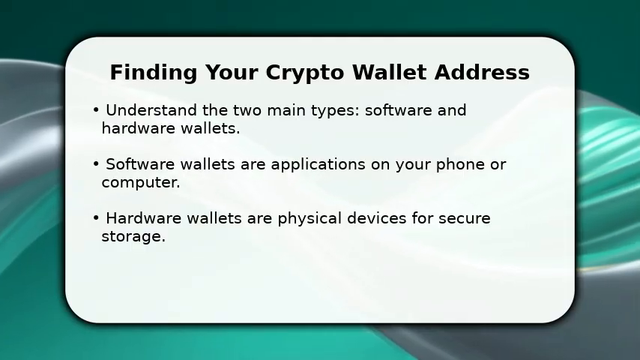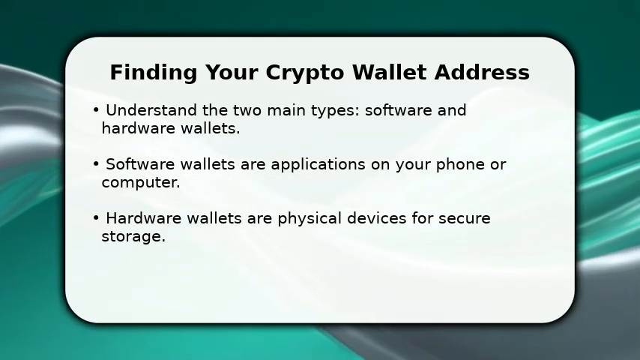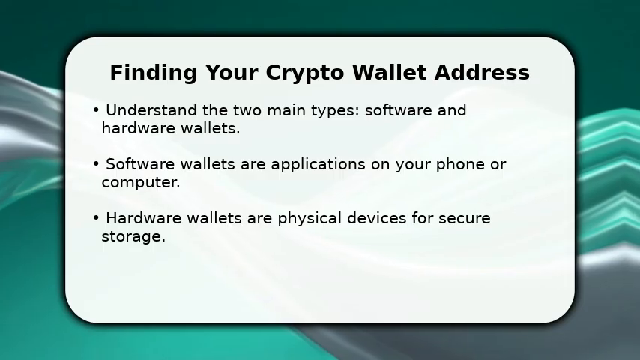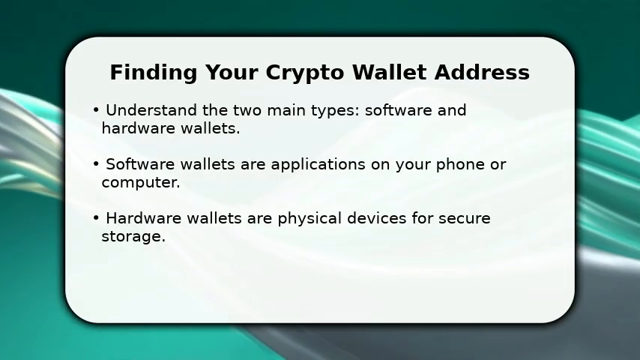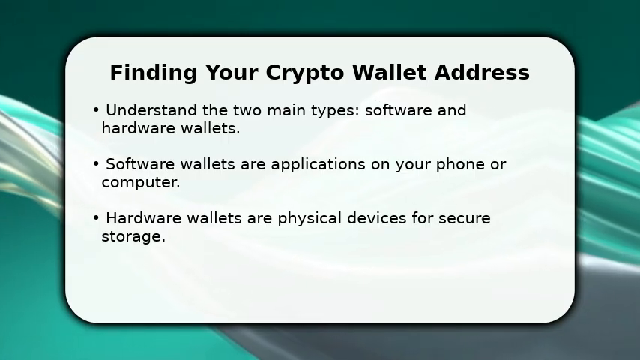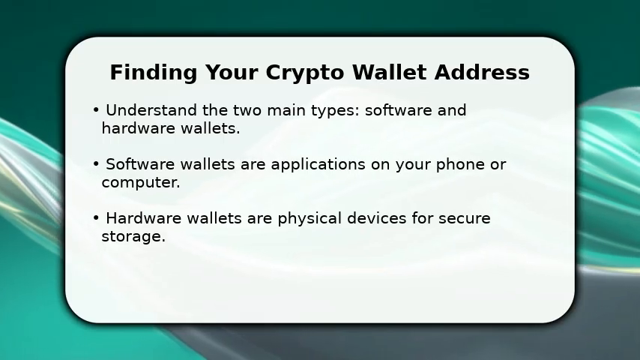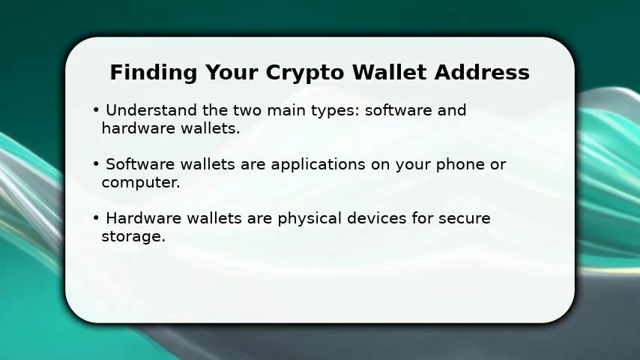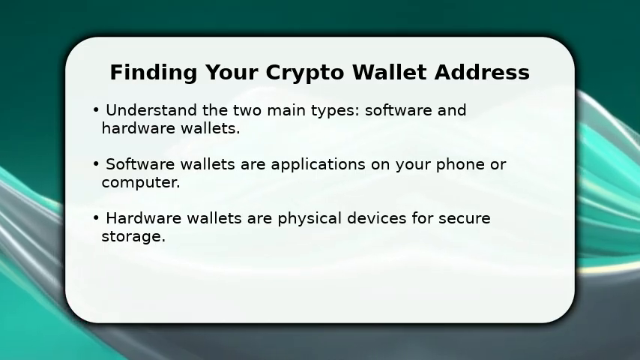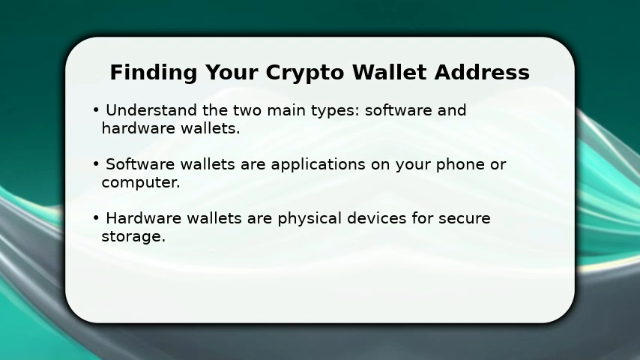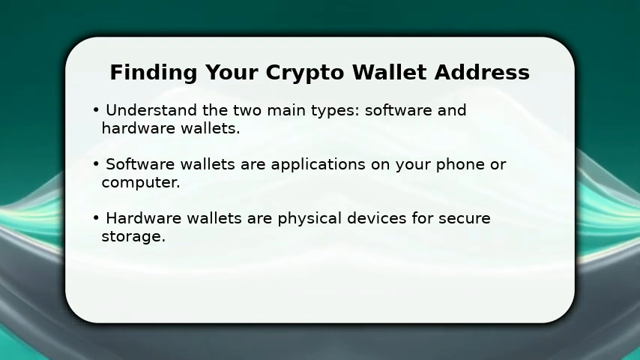In this video, I will show you how to find your crypto wallet address. First, it's important to identify what kind of wallet you are using. There are generally two main categories: software wallets and hardware wallets. Software wallets are digital applications you install on your phone or computer, offering convenience for everyday transactions. Hardware wallets, on the other hand, are physical devices designed for enhanced security, keeping your private keys offline. Knowing your wallet type is the first crucial step in locating your unique address.